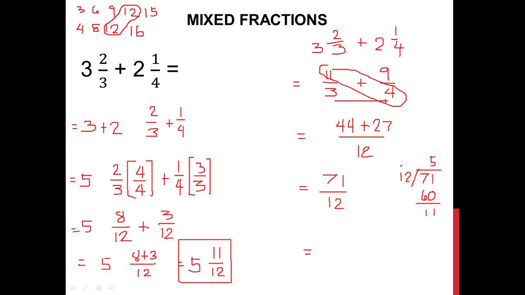So here, the quotient will be our whole number. The remainder will be the numerator of our fraction, and then the divisor will be our denominator. So here we have the same answer. So it's up to you what technique you want to use.